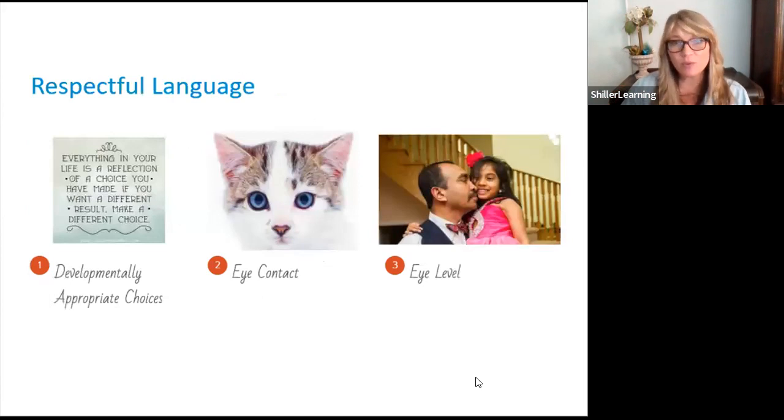Okay, respectful language. This is crucial in Montessori. We want to avoid using words like must or should, and be respectful in the way that we are interacting with our child. In that, in the carefully prepared environment, the child is getting to choose, but we're constructing the environment so that they have developmentally appropriate choices.